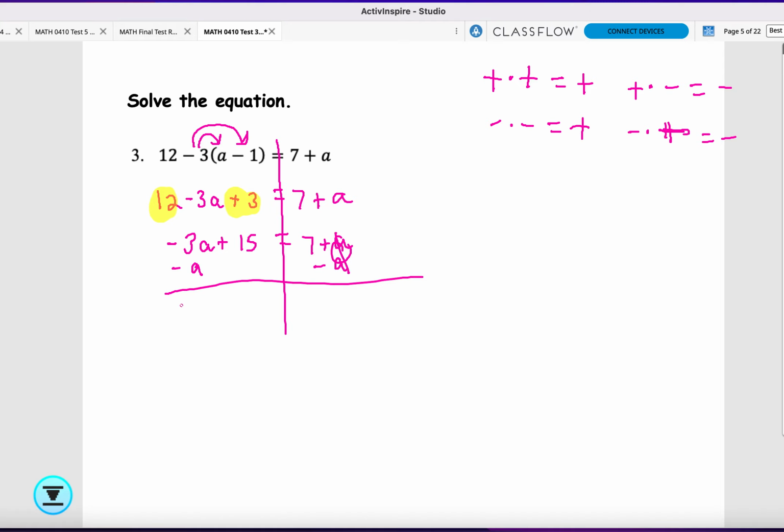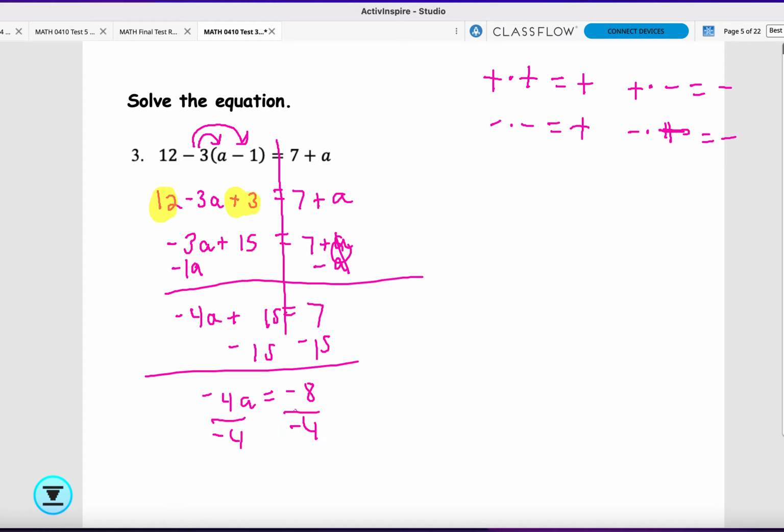Cancels out. So this is a negative 1. Negative 3a minus 1a, that's negative 4a. Bring down the positive 15 equals 7. Subtract 15 on both sides, right? Because we want to get a by itself. So I get negative 4a equals negative 8. So we can divide both sides by negative 4. Remember, two negatives make a positive, so this becomes a 1. So then we get a equals positive 2, and we are done.